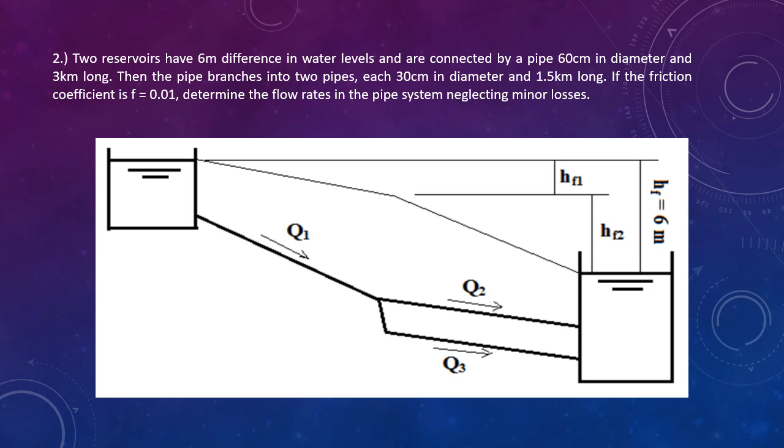Two reservoirs have a 6-meter difference in water levels and are connected by a pipe 60 centimeters in diameter and 3 kilometers long. Then the pipe branches into two pipes, each 30 centimeters in diameter and 1.5 kilometers long. If the friction coefficient is equal to 0.01, determine the flow rates in the pipe system, neglecting minor losses.